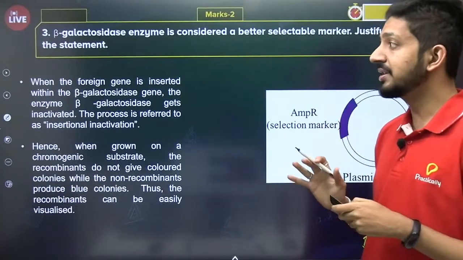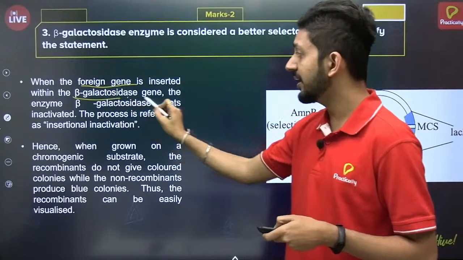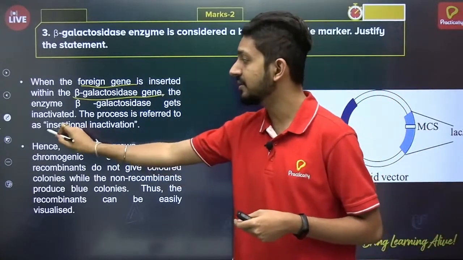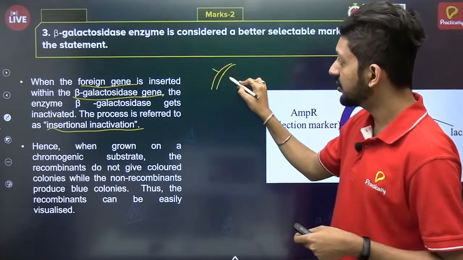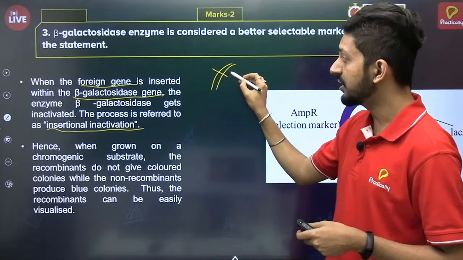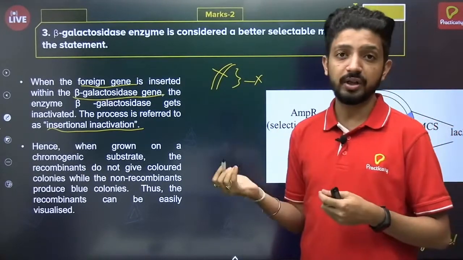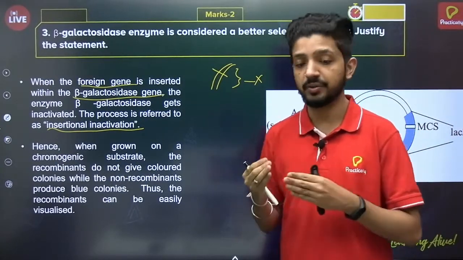So how it happens is, whenever we introduce a foreign gene in this beta galactosidase gene, okay, then obviously that process is called insertional inactivation. Since if we insert a foreign gene in the middle of another gene, that gene won't be able to code what it was originally coding for. So that's why it is called insertional inactivation. That gene will become inactive.